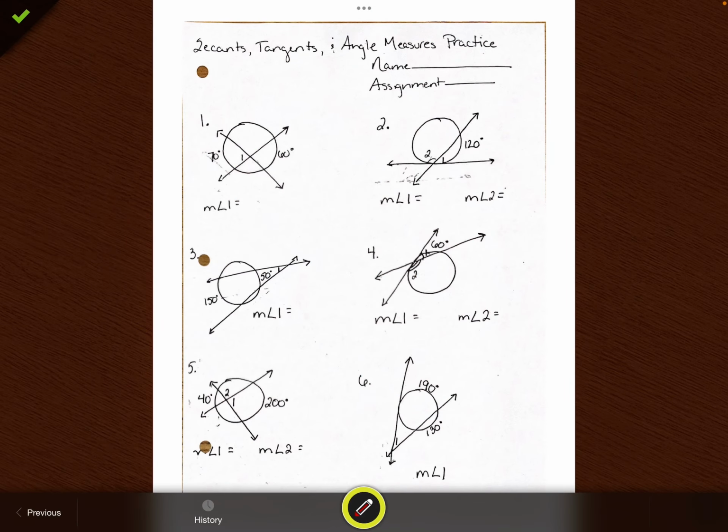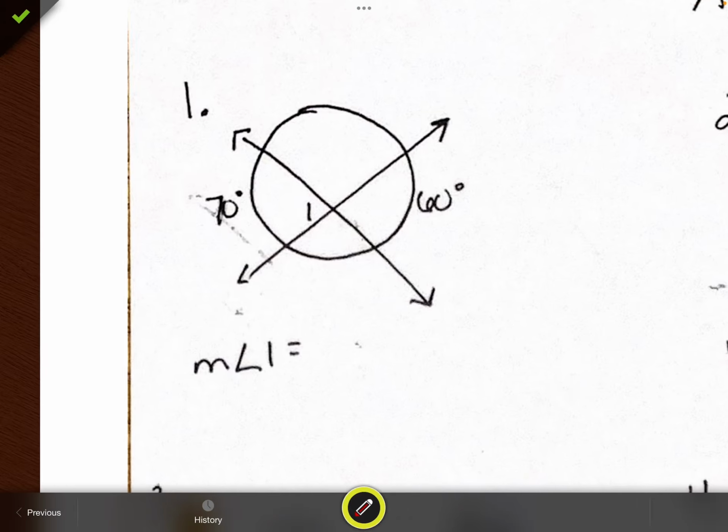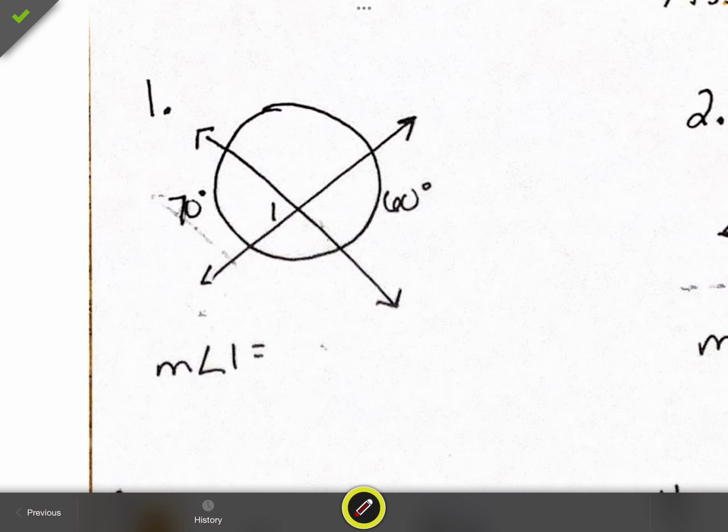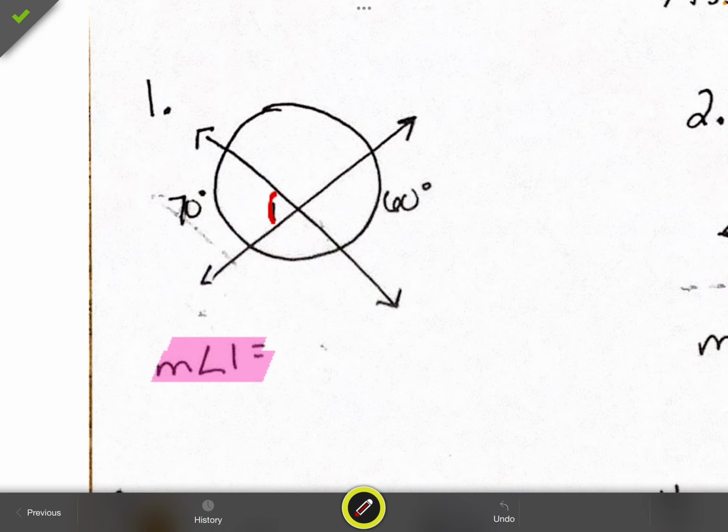So let's look at some examples. Let's look at number 1. Number 1 says, find the measure of angle 1. So first thing I'm going to do is mark angle 1. That's angle 1. And I'm going to trace it, because I have to decide where my vertex is. So I trace angle 1. And my vertex is right here.